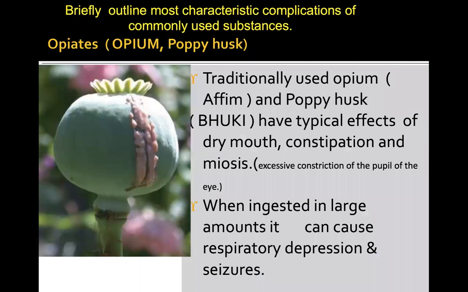Briefly, the characteristic complications of commonly used substances. Opiates: opium, afim, and poppy husk have typical effects of dry mouth, constipation, and meiosis, excessive constriction of the pupil of the eye. When ingested in large amounts, they can cause respiratory depression and seizure. When overdosed, the person takes more doses. They produce respiratory depression and seizure.